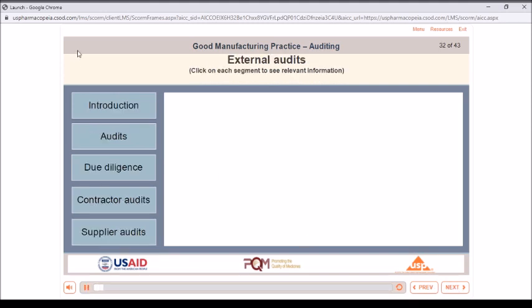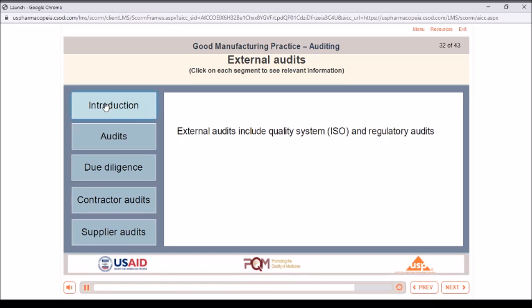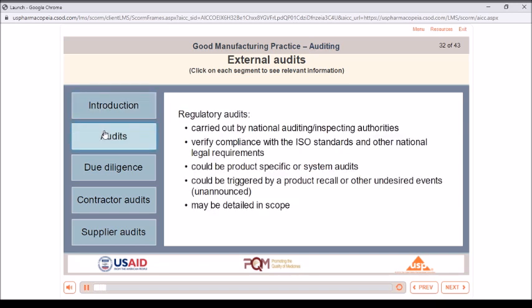External audits. Introduction. External audits include quality system, ISO, and regulatory audits. Regulatory audits, carried out by national auditing and inspecting authorities, verify compliance with the ISO standards and other national legal requirements, could be product-specific or system audits, could be triggered by a product recall or other undesired events, unannounced, may be detailed in scope.